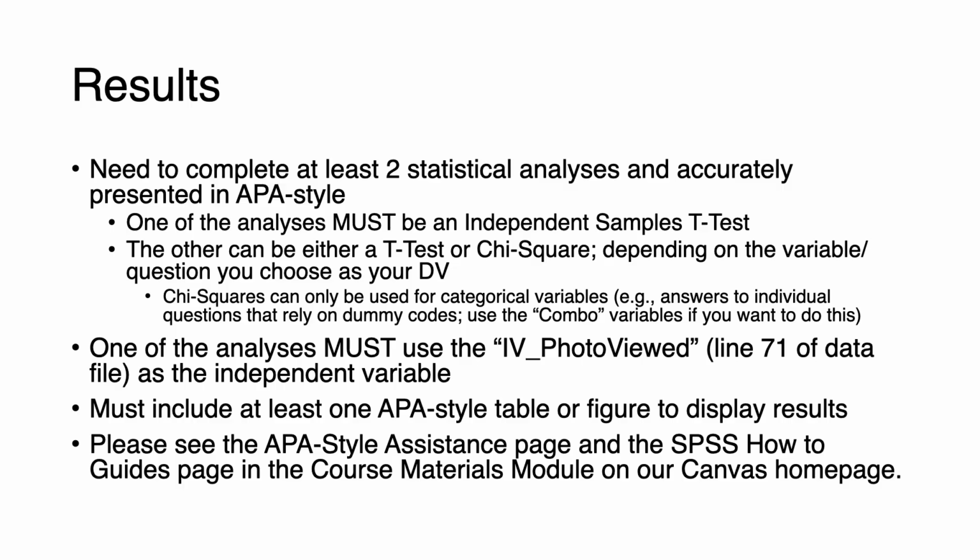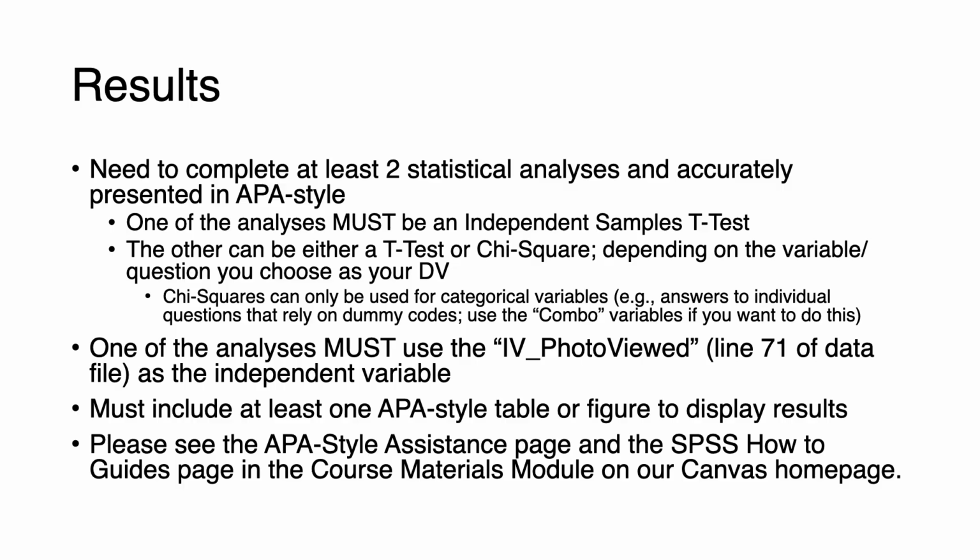I do want to highlight chi-squares can only be used for categorical variables. Categorical variables are answers to specific questions that rely on dummy codes, so the numerical value doesn't mean anything. These will be the combo variables I detail in the code book that I'll publish. So this is for specific questions only. If you are not using one specific question, you will be using another independent samples t-test.